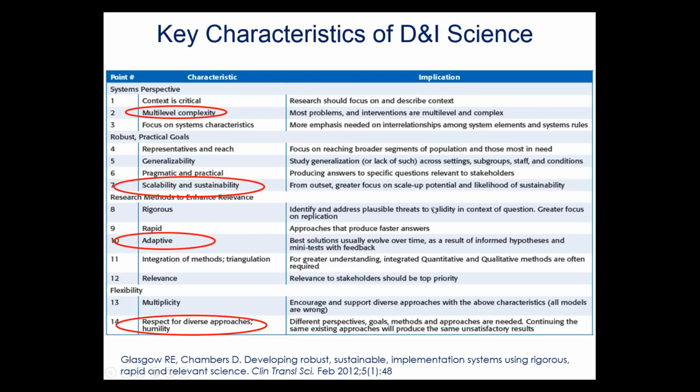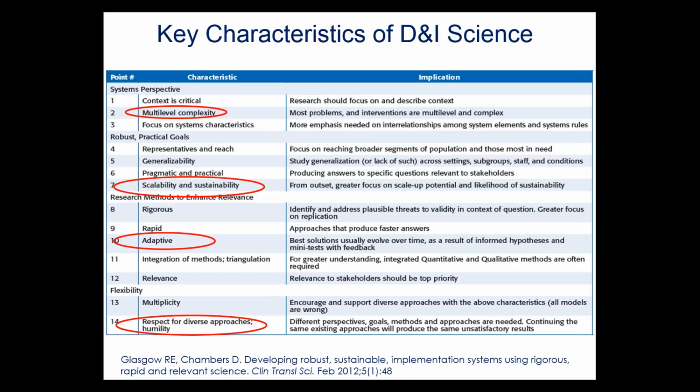Another article as background is this article from Glasgow and Chambers that looked at all these different characteristics. They looked at 14 different characteristics, and I just highlighted a few. The multi-level complexity is characteristic of a D&I study. The focus on scalability and sustainability. The idea of something being adaptive, that it's going to change over time, that we're going to adapt it to new times, new settings, new knowledge that comes in. And then this last one's really important, respect for diverse approaches and humility, which applies to many kinds of research.